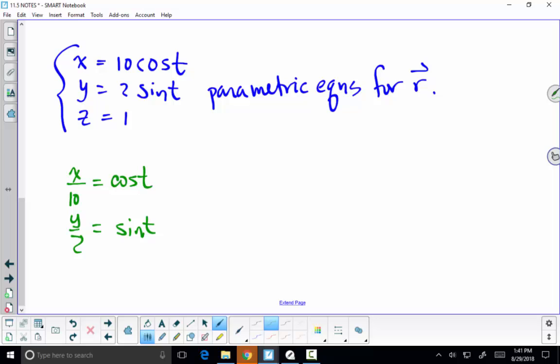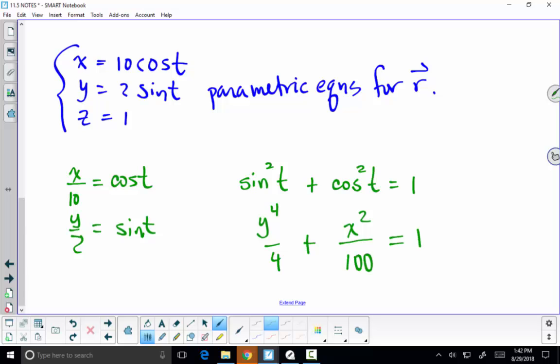And that identity is sine squared plus cosine squared equals 1. Yep, the primary Pythagorean identity. That's the one. Well, let's just do a substitution. That's an identity. That's true for every value of t you can imagine plugging in there. So sine of t is y over 2, so this becomes y squared over 4. Cosine is x over 10, so this becomes, I know I squared wrong. Don't scream yet. All right, so we're going to end up with this Cartesian equation.